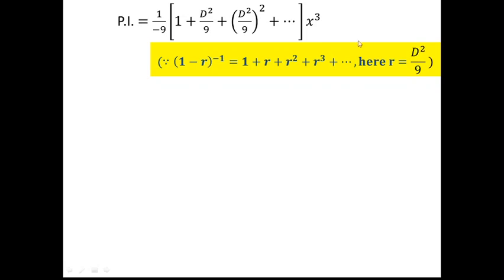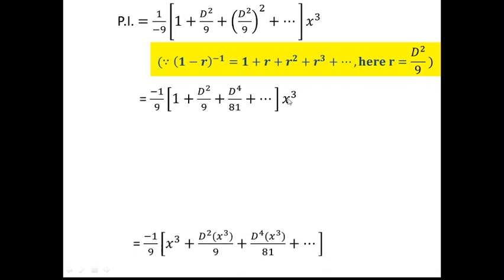Now the question is, how many terms should we write in the expansion? As I mentioned in the beginning, we should write up to the term D raised to n, if the algebraic term over here is x raised to n. We find here it is x cube, so we will write up to D cube. But unfortunately we are having the power of D as square, power 4 like this. So we will write up to D square by 9 to the power 2.